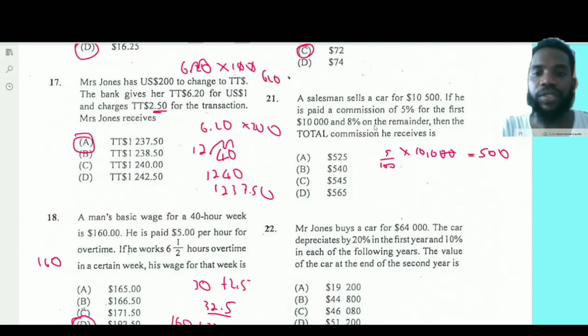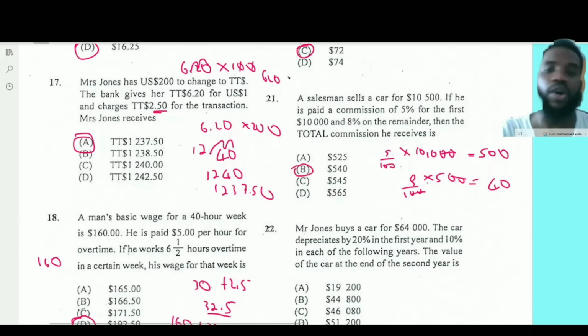He's paid 8% on the remainder. If you take out 10,000 from 10,500, 500 is remaining. So it's going to be 8 over 100 times 500. Work the zeros again. 5 times 8 is 40. Now 500 plus 40 is 540, which makes it option B, as in boy.